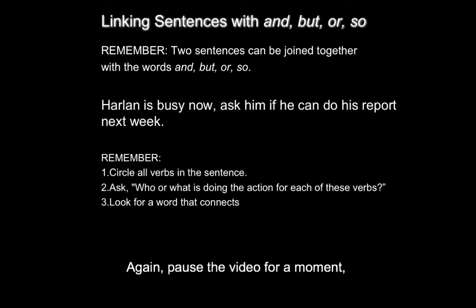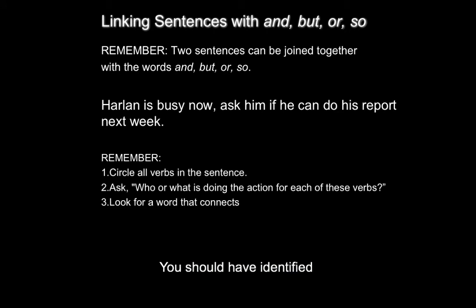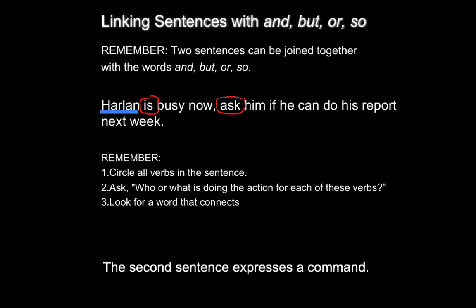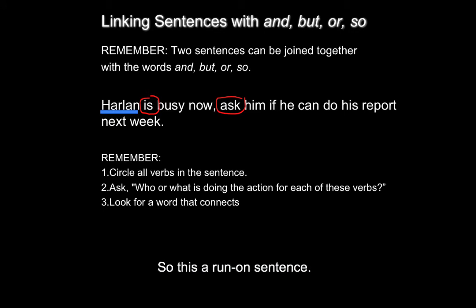Again, pause the video for a moment and follow the steps to figure out if this is a run-on sentence. You should have identified is and ask as the verbs. Harlan is the subject for the verb is. The second sentence expresses a command. This type of sentence is called an imperative sentence, and in these types of sentences, the subject is usually left out. So this is a run-on sentence.